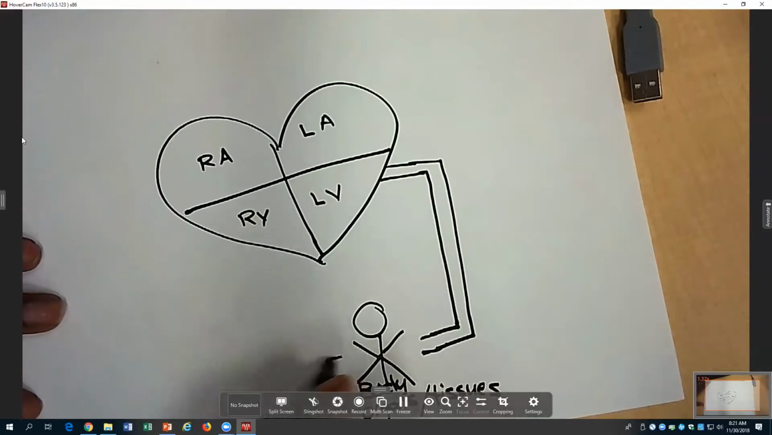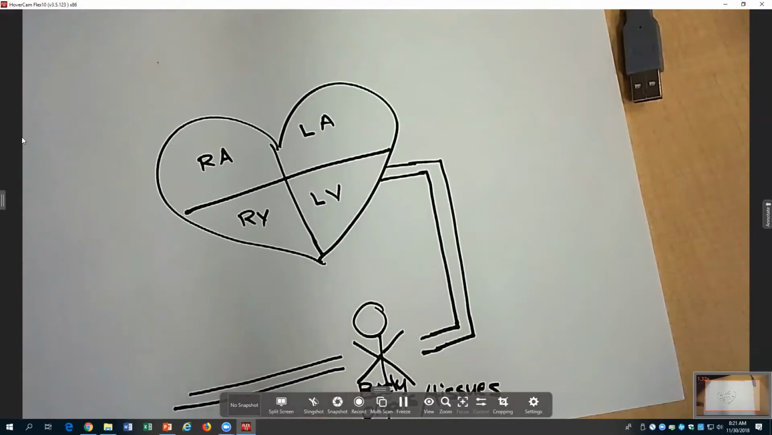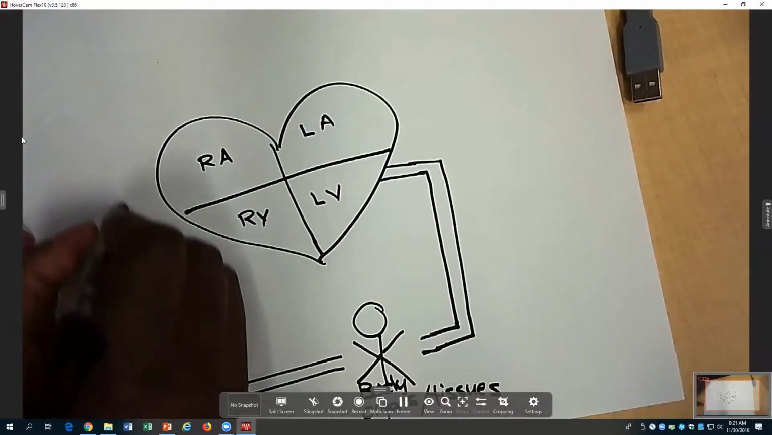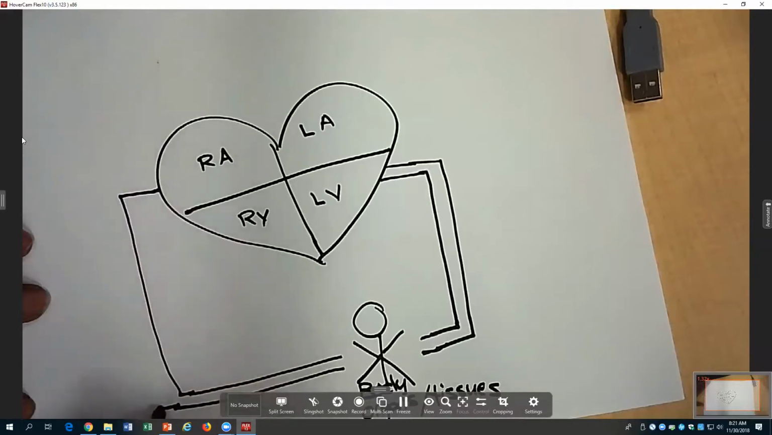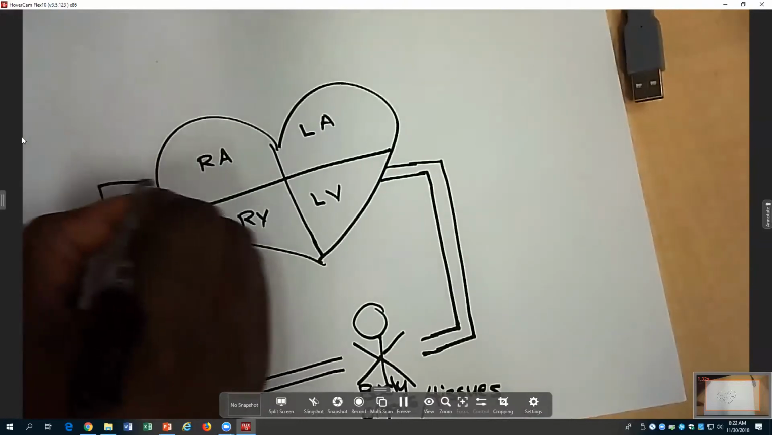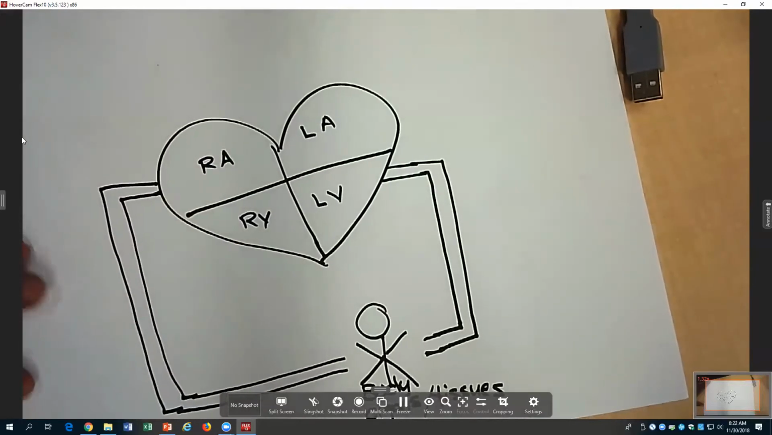Now it's going to leave those tissues. Remember, we talked about the capillary beds, leaving those tissues as veins, making their way back to the heart. So it's going to go back to the heart, and it's going to enter the heart again for the second time into the right atrium.